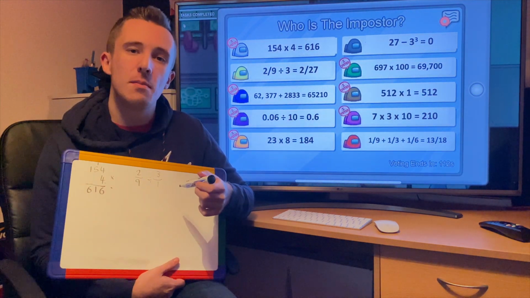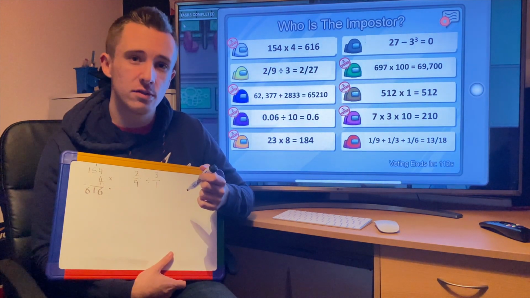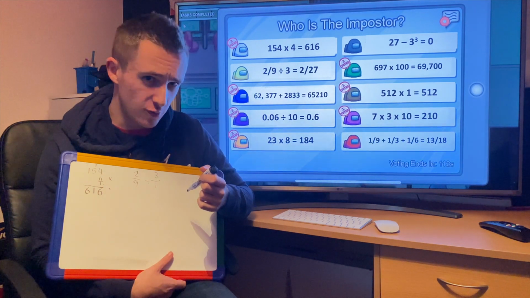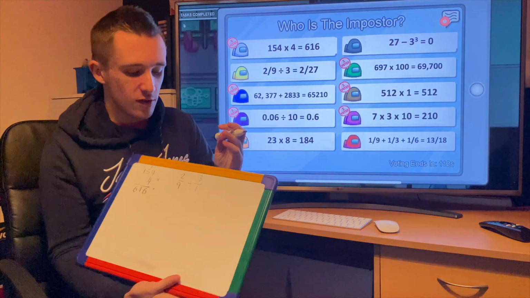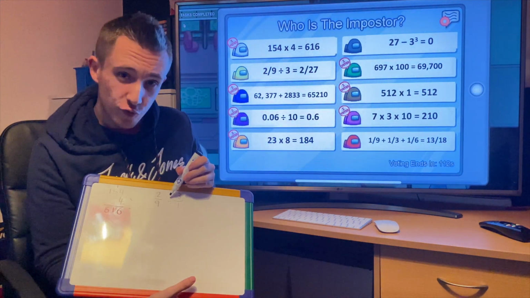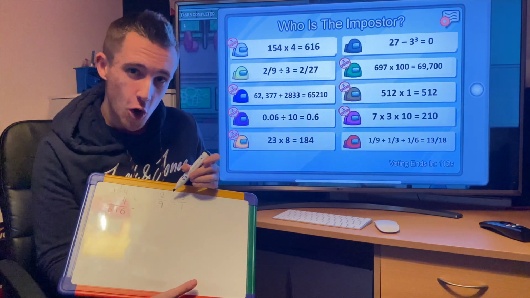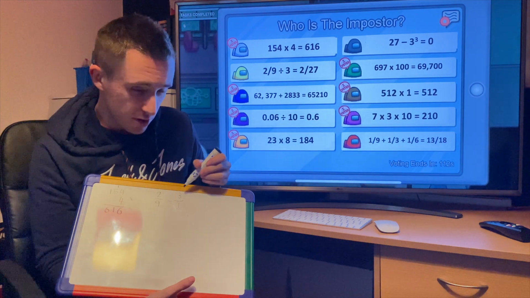This is where you need to remember KFC. For those of you in my group, yes, I mean maths and not Kentucky Fried Chicken. So KFC, keep, flip, change. That means you keep this fraction. You flip this symbol, make it the opposite. You change this fraction. Keep, flip, change.